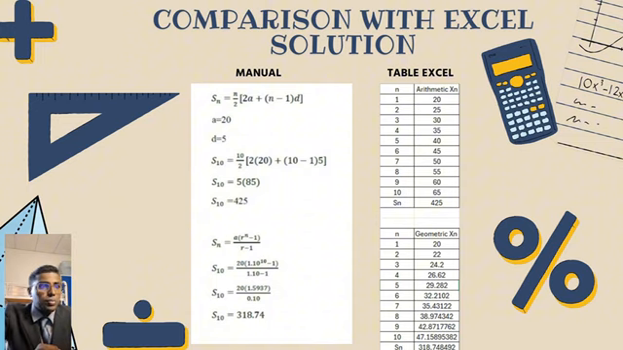But in my opinion, I prefer manual because, for example, for n equals 10, I can directly substitute the 10 into the Sn formula for arithmetic and geometric. I substitute the 10 into the formula for n, so I automatically get the answer directly. So I do not need to use Excel one by one, typing and inserting the values of n until 10. So that is the difference between manual and Excel table.